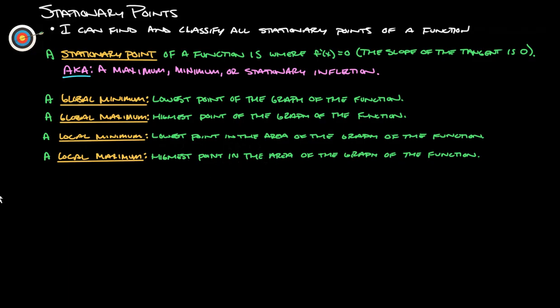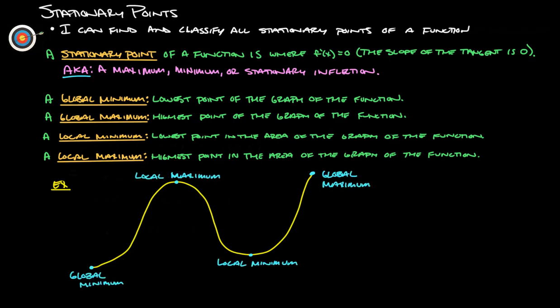The easiest way to understand this is to take a look at this graph here. So this point is above that point, this point is below that point. We'll start with the one on the left here. This is the lowest that this graph will ever get. If it begins here and ends there, there's no other point on this graph where it's lower. So this is called a global minimum, the lowest this graph will ever be.